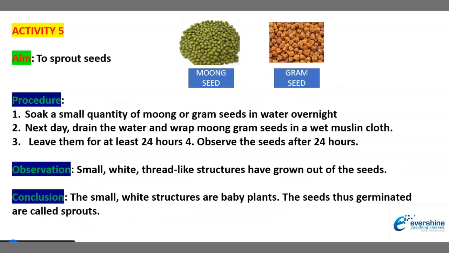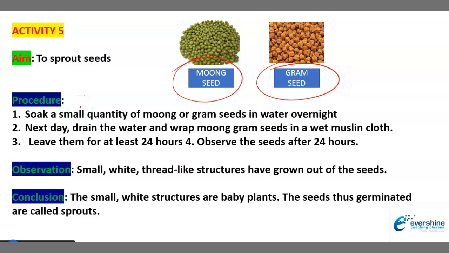Next, one more activity you can see here, to sprout seeds. Here we are doing it for sprout seeds. So you can see moong dal and gram seed, these are called sprout seeds. If you want, you can do this activity at your home also. You can see how exactly it happens. So what is the procedure?